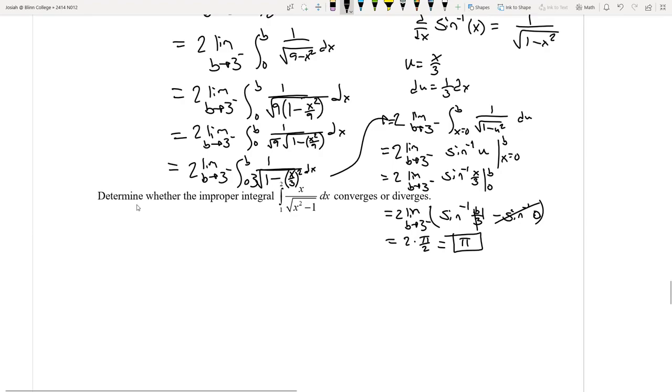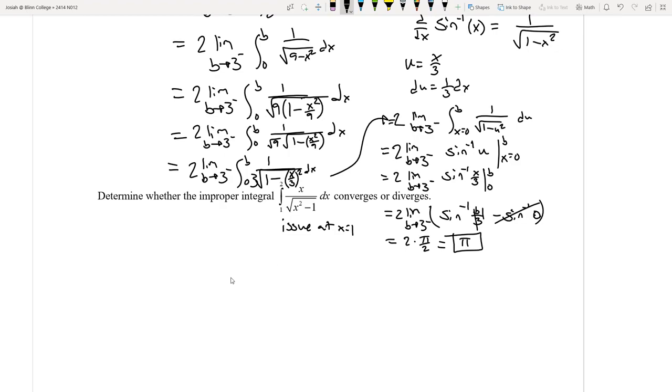All right, looking at this next one, determine whether the improper integral converges or diverges. At first glance, we might not even recognize this as an improper integral, but now that we know how to do them, we have to look out for domain issues. So looking at this guy here, I see that I have an issue at x equals 1.